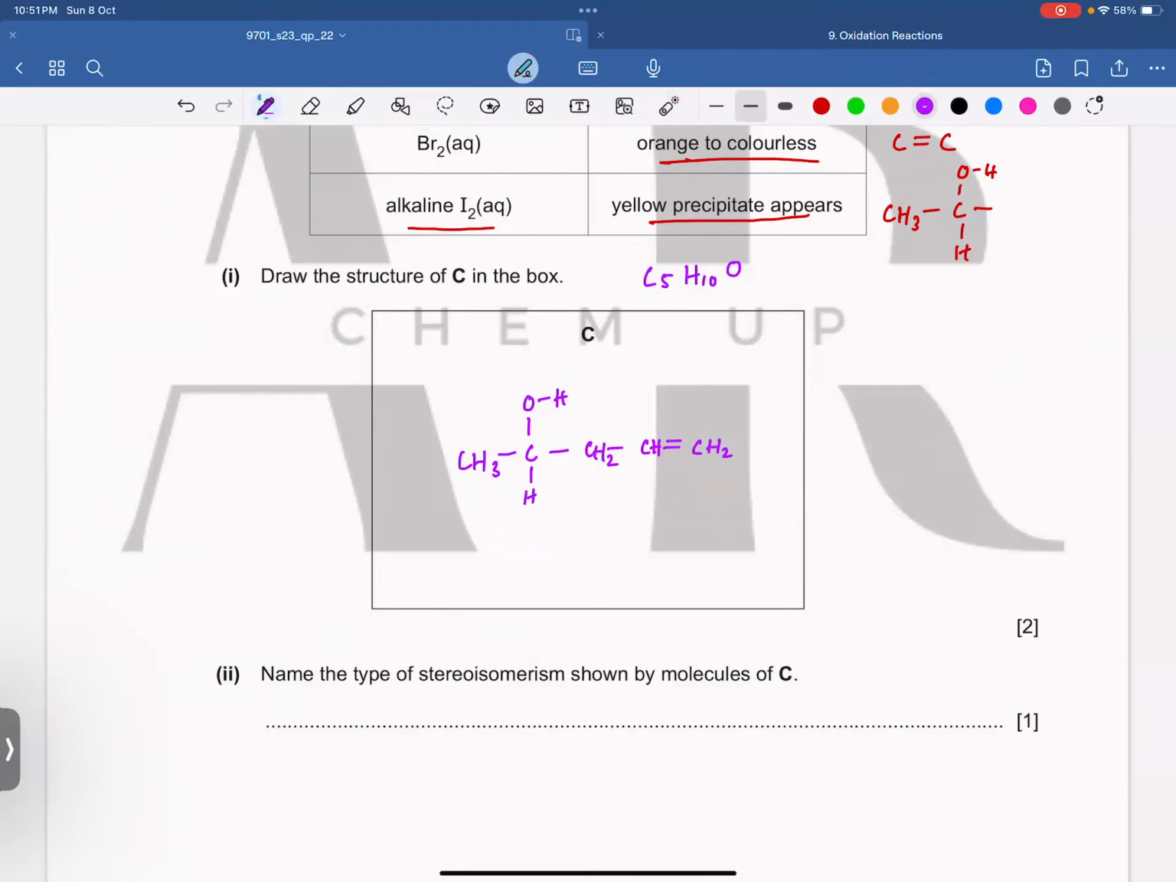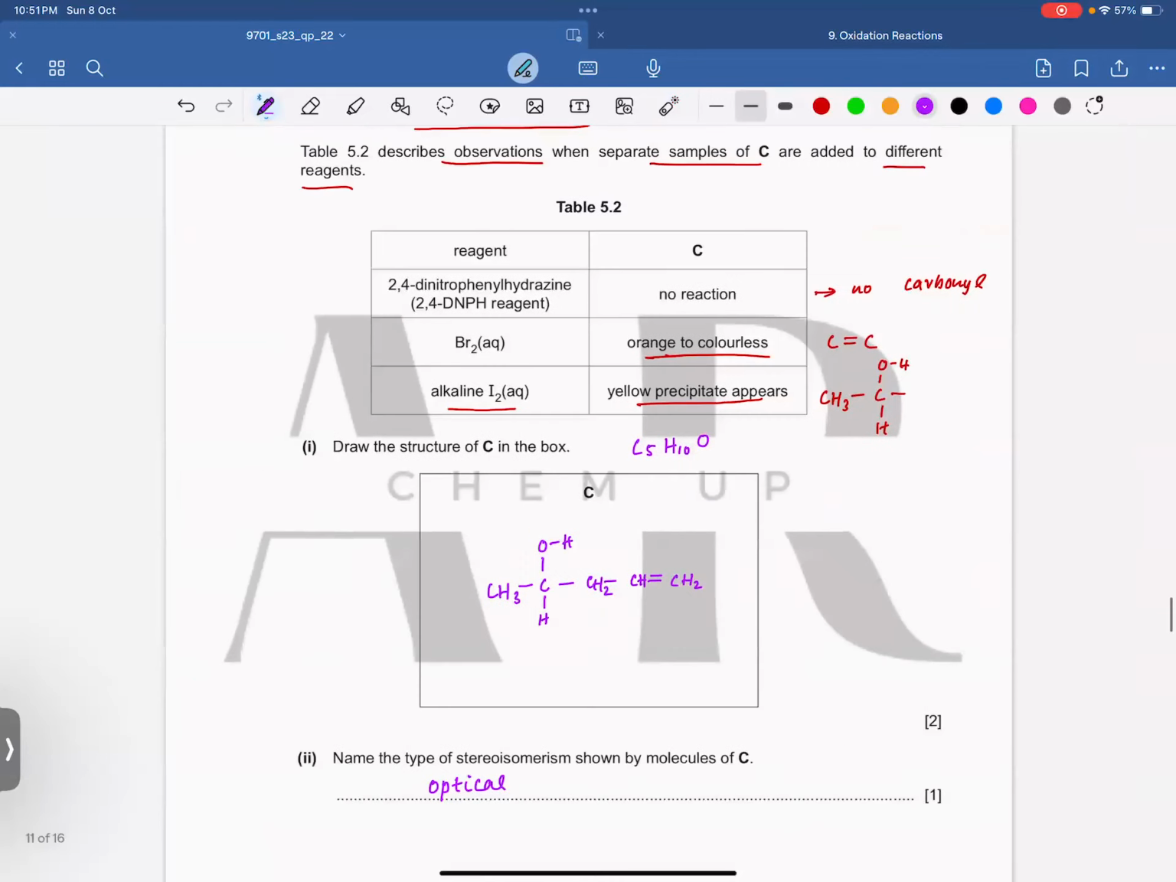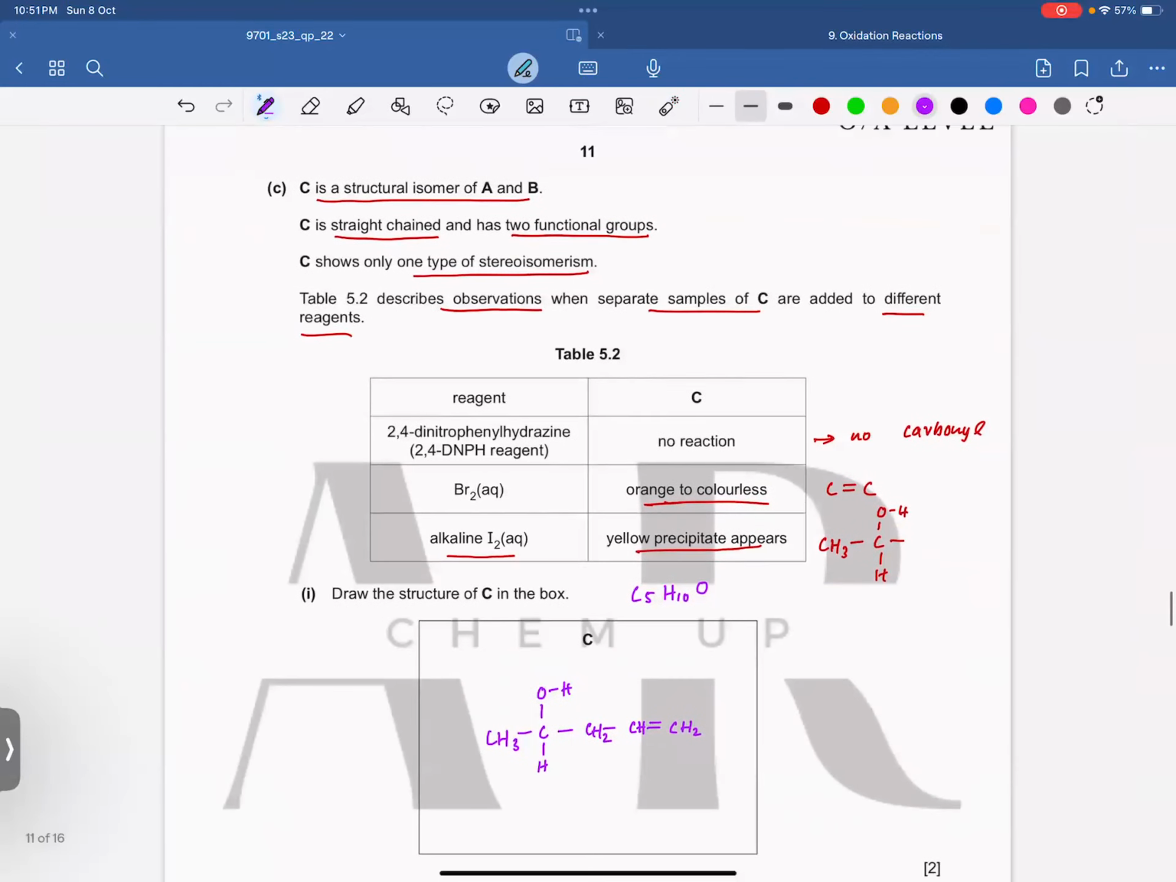Now they are asking, name the type of stereoisomerism. So we know that it has a chiral center, so it has optical isomerism. Yes, Saeed and Abdullah, is this clear till here? Yes, sir. Yes, Abdullah. Clear, sir.